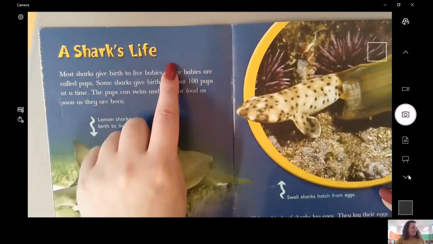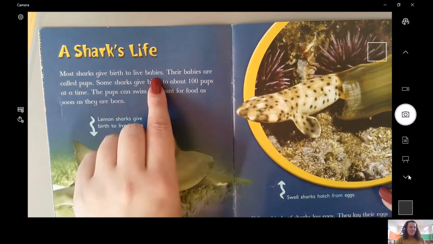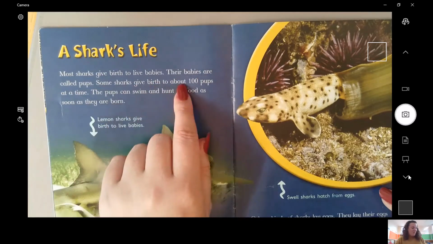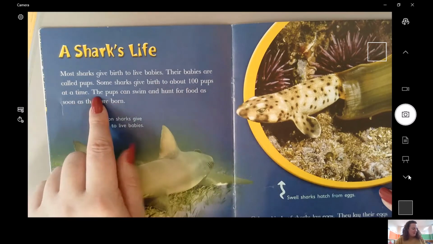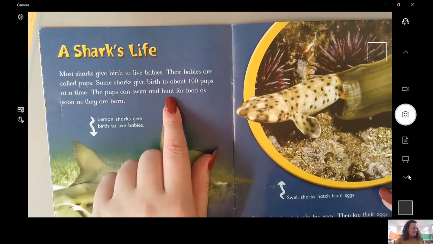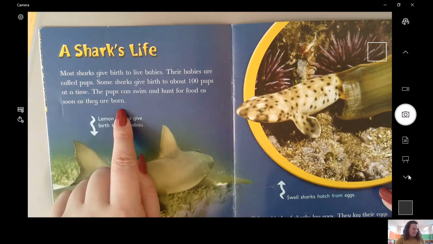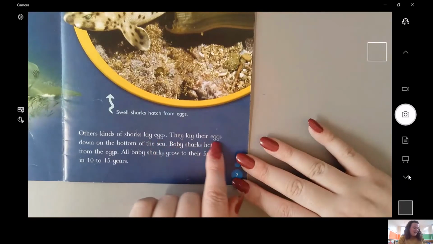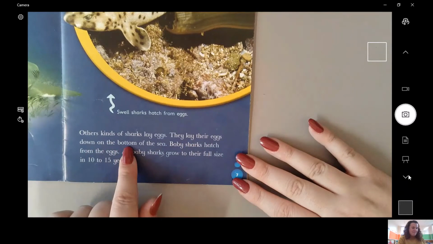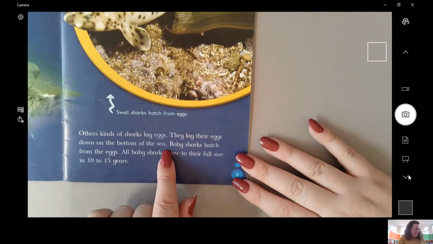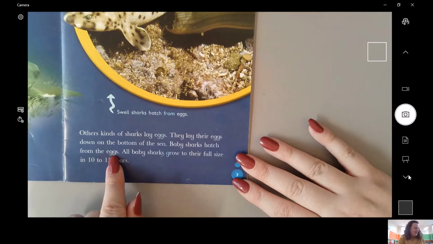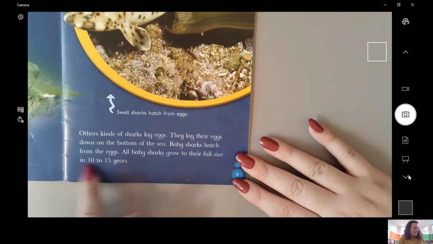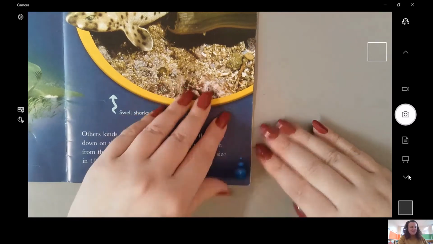A shark's life. Most sharks give birth to live babies. Their babies are called pups. Some sharks give birth to about 100 pups at a time. The pups can swim and hunt for food as soon as they are born. Other kinds of sharks lay eggs. They lay their eggs down on the bottom of the sea. Baby sharks hatch from the eggs. All baby sharks grow to their full size in 10 to 15 years.